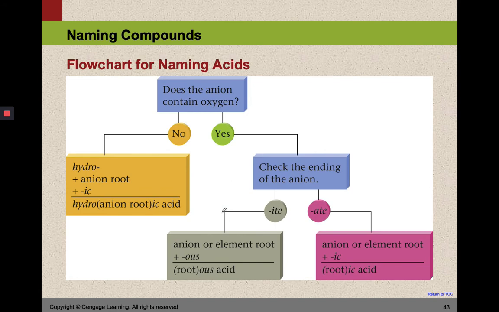Alright? So the flowchart for naming acids. Does the anion contain oxygen? If not, then you follow the rules: hydro, then the anion root, then ic. So hydroiodic acid, hydrochloric acid, and so on. And if it has oxygen, then remember the ate or ite. If it ends in ate, it ends with ic, no hydro already. If it's ite, then it ends in ous.